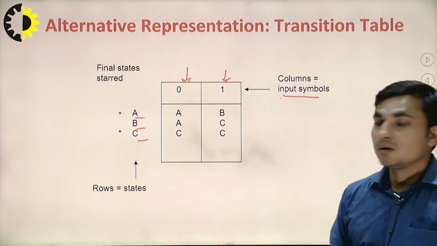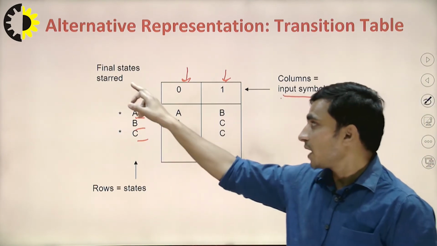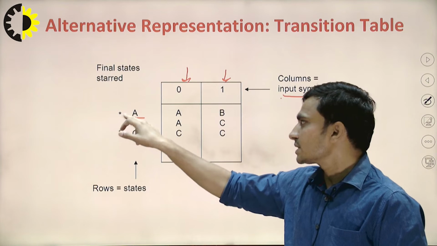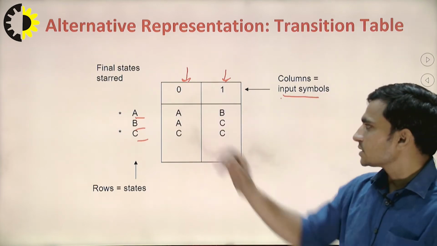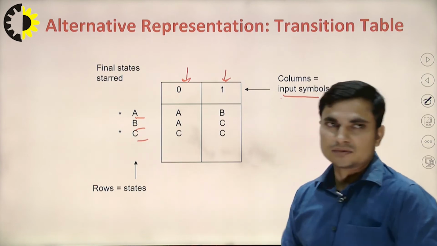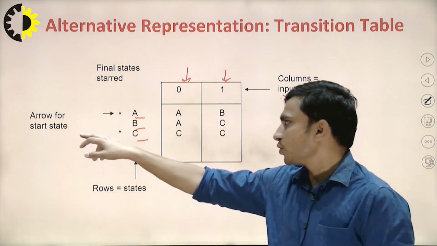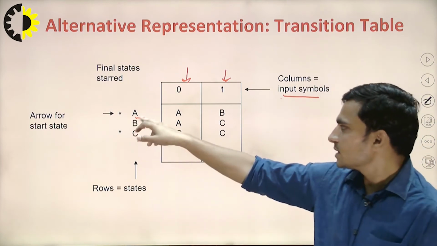And then in this table representation, we are representing the final states by putting a star. So all the starred states are final states. So here A is a final state and C is a final state. And then we are putting an arrow for the start state. So this A is a start state.